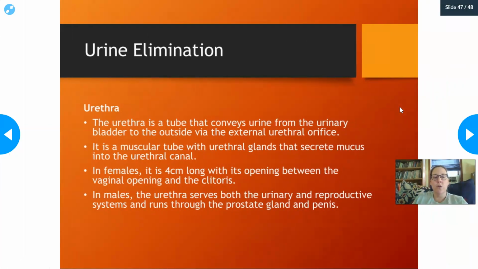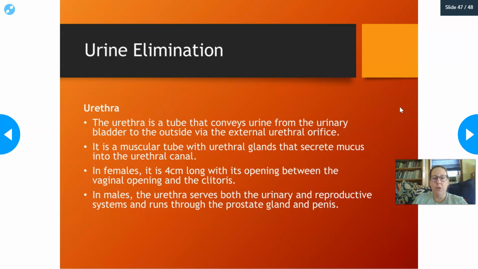All right. And then, of course, the urethra is the tube that conveys the urine from the bladder to the outside via the external urethral orifice, or your pee hole, basically. It is a muscular tube with urethral glands that secrete mucus into the urethral canal. So again, there's mucus all over because of the wetness, I guess, of it all, and plus mucus protects.